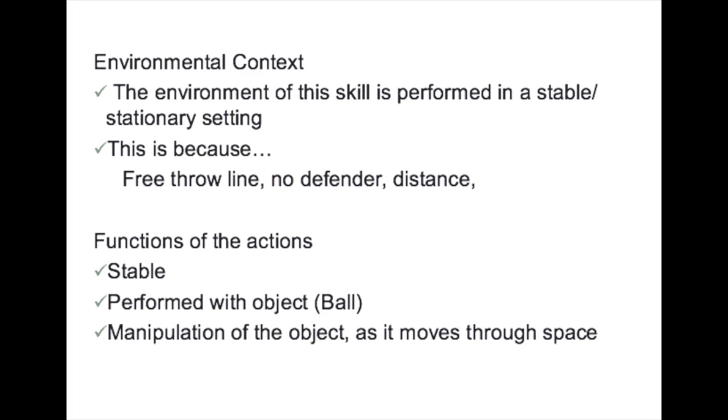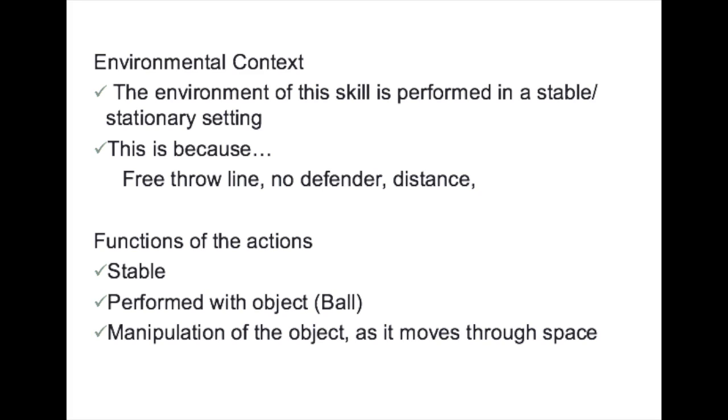The environmental context is regulatory conditions for this skill, as the skill is performed in a stable and stationary setting. This is because certain aspects such as the free throw line, the distance of the line from the basket, and the fact that there is no defender during this particular skill show us that it is a stable and stationary setting. The body orientation for this skill is stable, as there is no transportation of the participant's body while performing the skill.